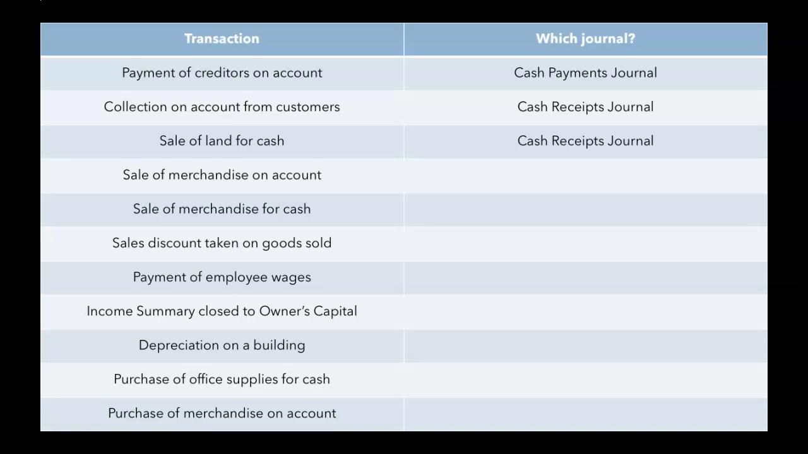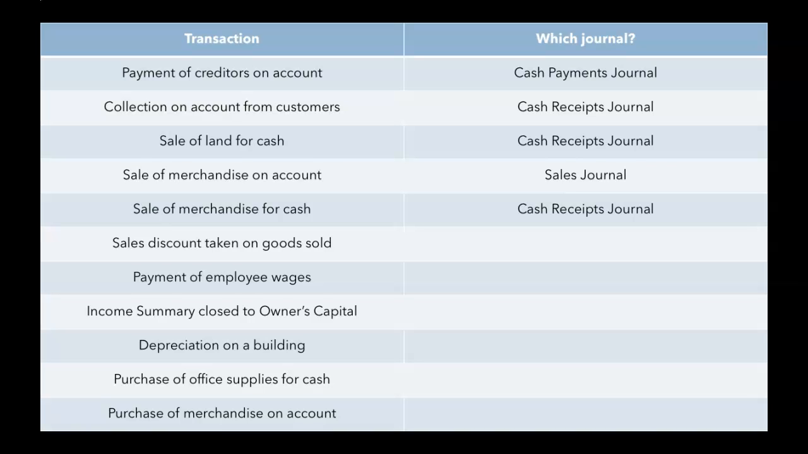So if we sell land for cash, we are receiving cash in this transaction, so it'll fall into the cash receipts journal. Now the sale of merchandise on account, we just talked about that. That's the definition of what falls into the sales journal. Sale of merchandise for cash, well now all of a sudden it's not on account, right? And cash is involved. And we are receiving cash, so it's going to go into the cash receipts journal.